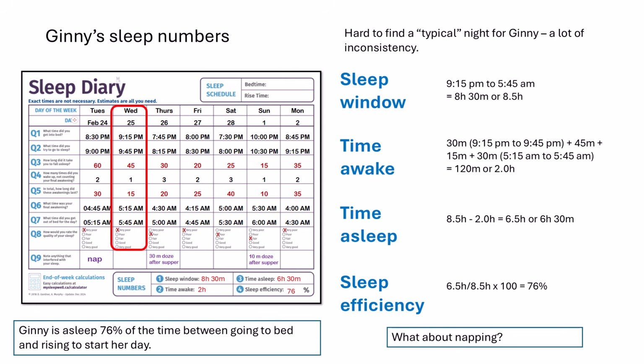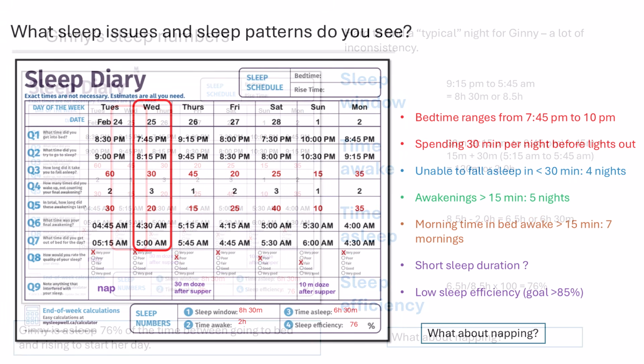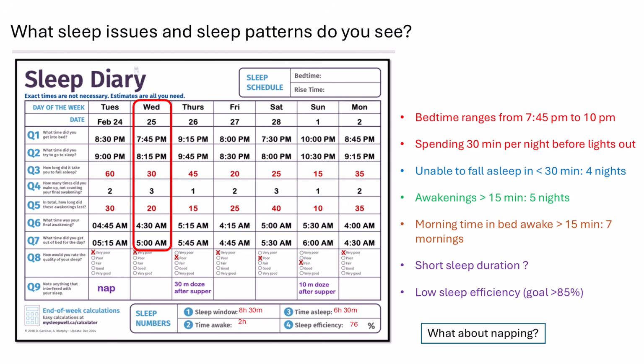So when we look at her diary, we can see some patterns here. Ginny seems to have a lot of differences when it comes to what time she actually goes to bed. She's spending 30 minutes per night before lights out. As some of the kids would say these days, I'm not sure if she's doom scrolling or not, but some folks can sometimes get into bed and end up into that habit. Is she unable to fall asleep? Or sorry, she's unable to fall asleep for 4 nights, less than 30 minutes. She's having awakenings that are greater than 15 minutes, 5 nights across the board.